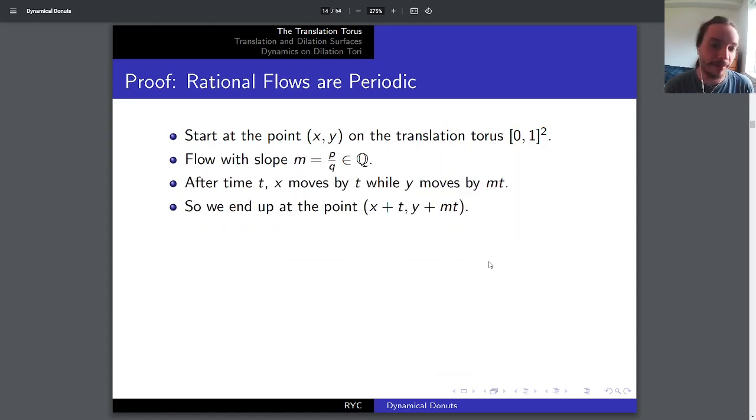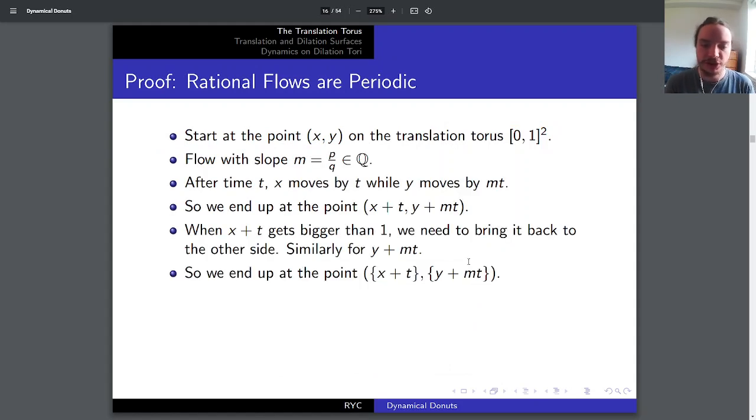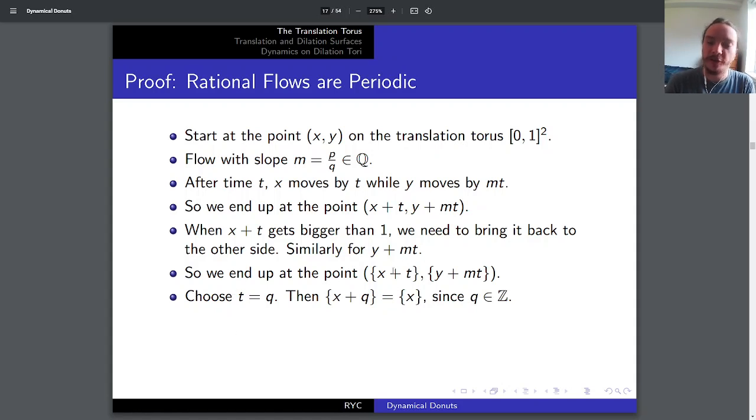And we represent that by putting curly braces around the number. So we end up at this point, curly braces of x plus t, comma, curly braces of y plus mt. So we just took the fractional part of each of our coordinates. And that brings us back into the torus. And now we want to try to see if we ever come back to the point x, y. Okay. So let's try this time, t equals q. So let's see what happens.